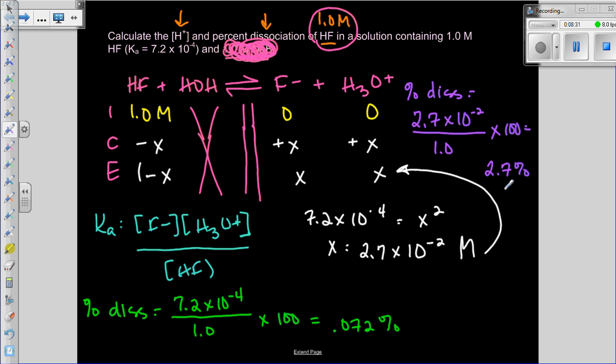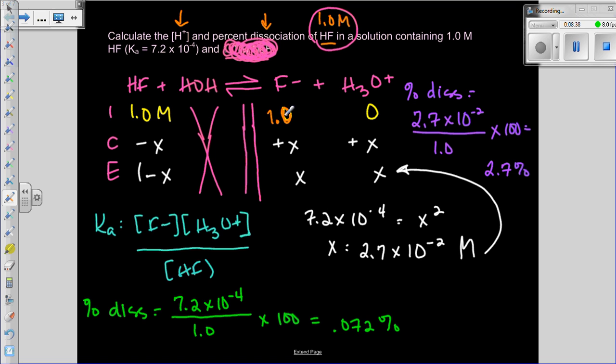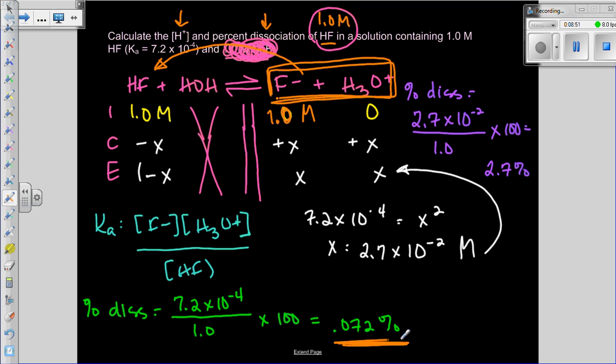is 2.7% dissociated. When we added the common ion, so this would have been 1.0 molar, what happened is the equilibrium shifted to the left, which would mean the concentration of each of these would decrease. And we saw that because with the addition of the common ion, our percent dissociation was only 0.072%, which is much lower than this. Okay, I want to do 2 more examples.